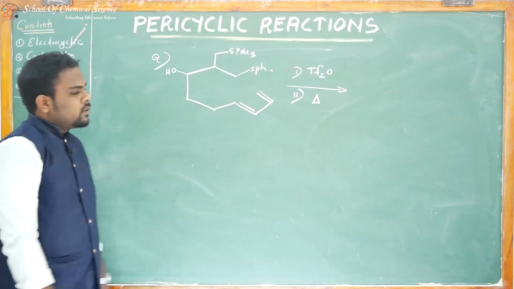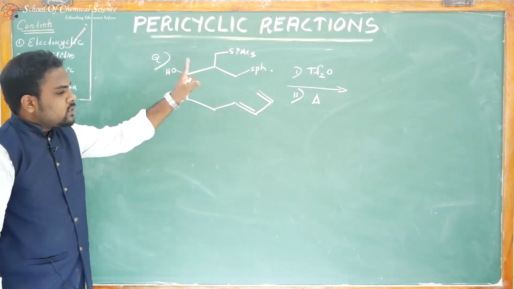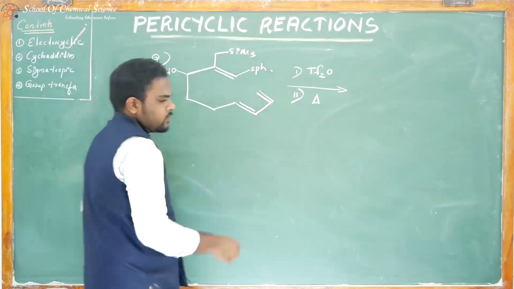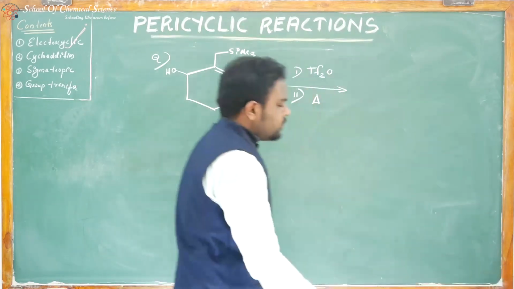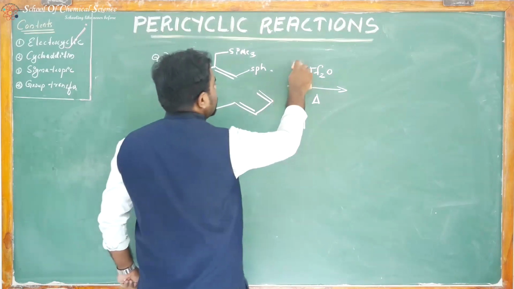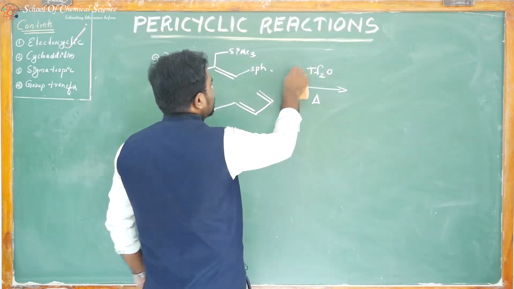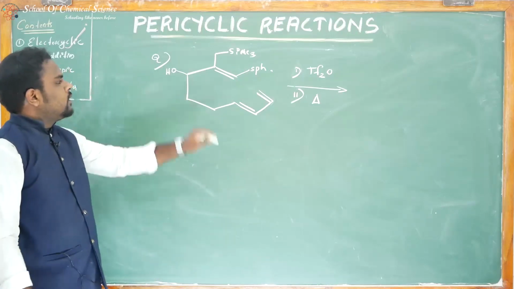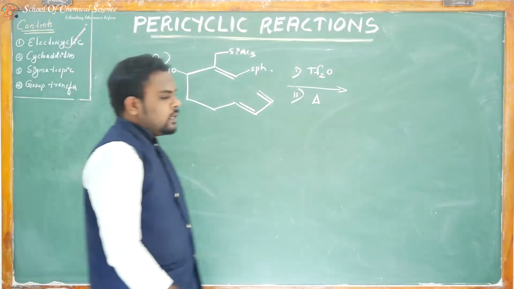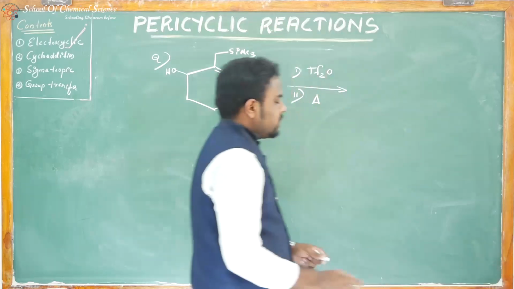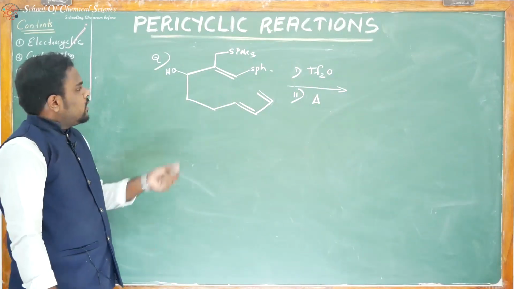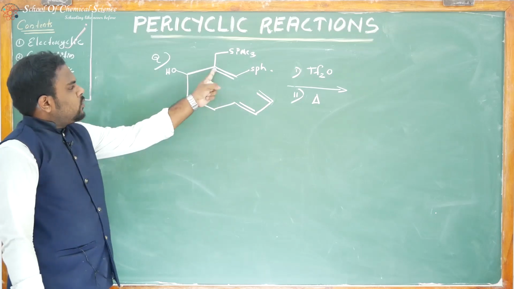So that will be your question. Okay, so a nice question. Here a pi bond is also there. OH. Okay, so write the product. So 1, 2, 3.